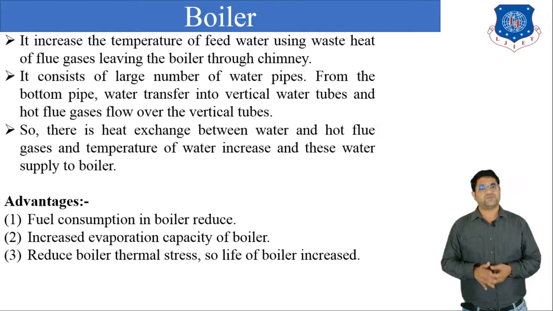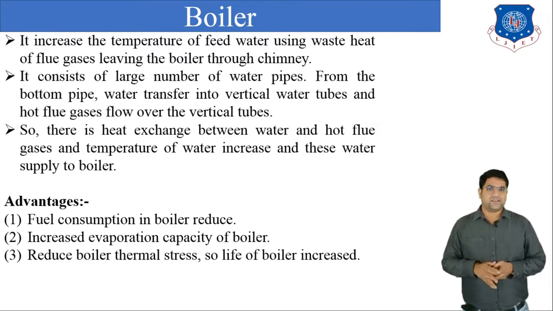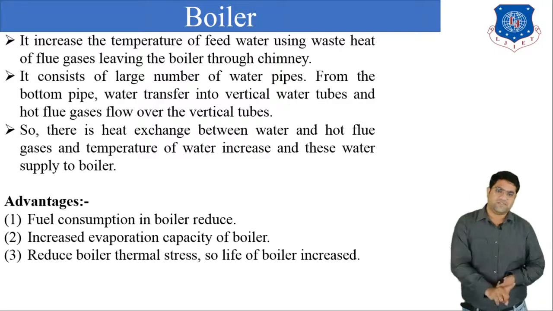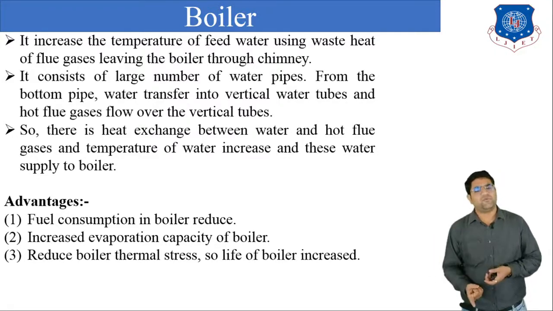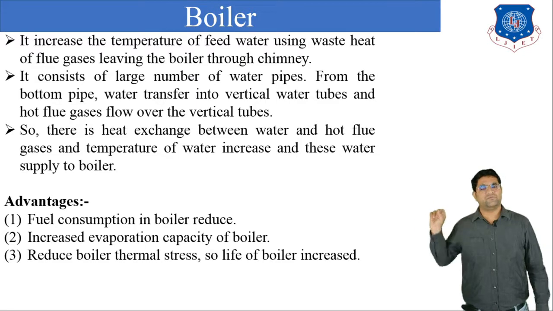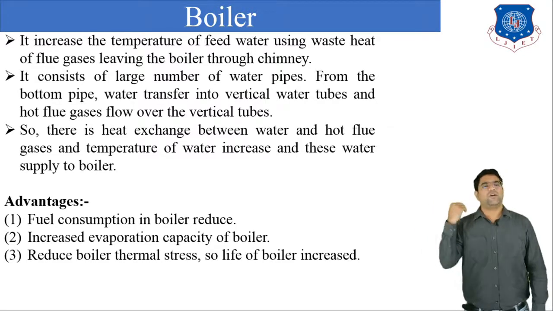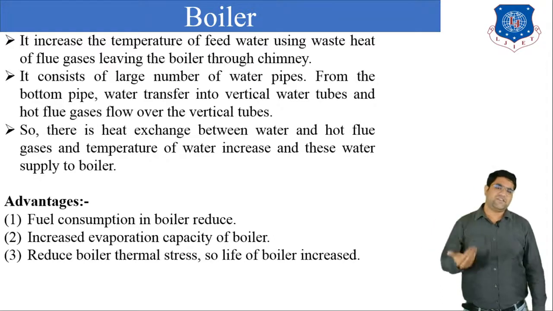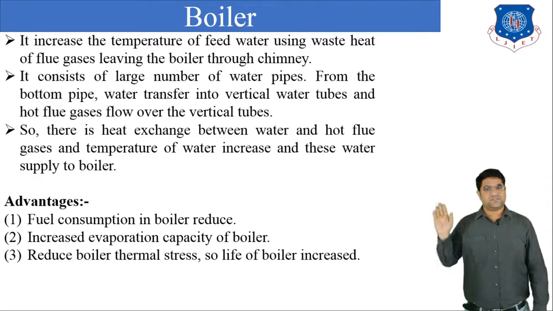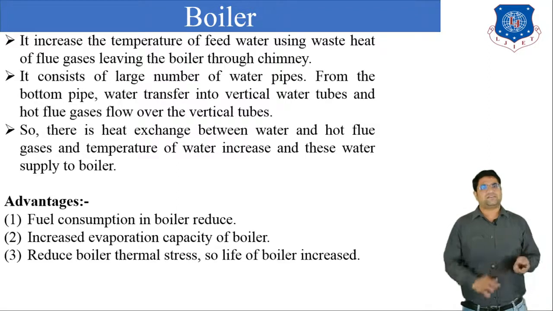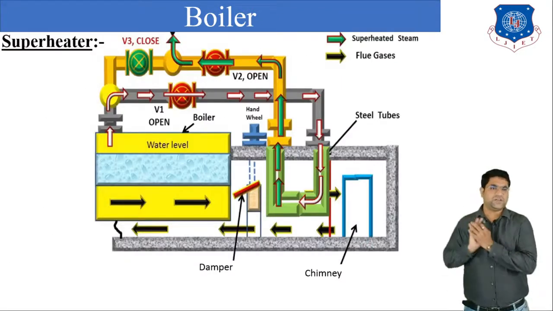So here you can say that if we do not fit an economizer, we can still run the boiler. It is not a necessary part of the boiler, but if we want to increase the life of the boiler, then we must use the economizer. So it is called a boiler accessory. Generally accessories are not needed in the boiler, it is not a basic requirement, it is just used for increasing the efficiency of the boiler. So this is all about the economizer. Next we will discuss the superheater.